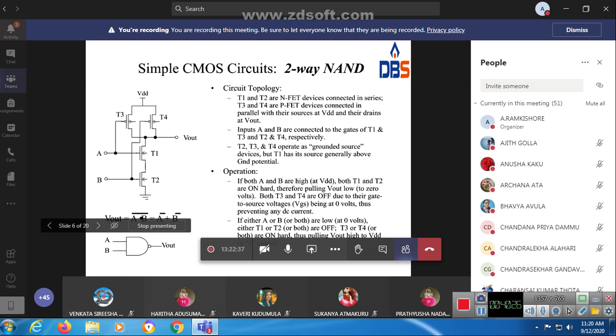If both inputs are high, that means 1 1, both PMOS transistors will be off. At that time both NMOS transistors will be on, so the output is pulled down from VDD voltage to ground voltage, so Vout is equal to 0. According to the truth table, the output is low when the inputs are 1 1.